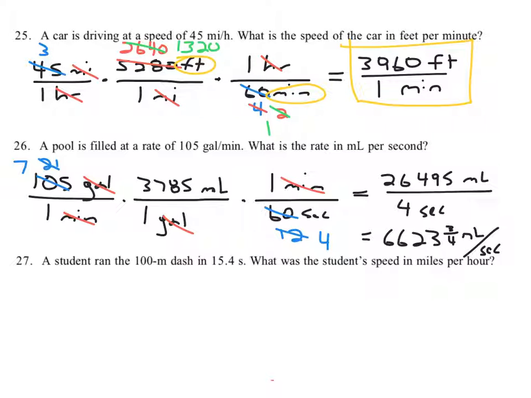A student ran a 100-meter dash in 15.4 seconds. What's the student's speed in miles per hour? Okay, so what we need to do is first write down the 100 meters in 15.4 seconds. And we now need to convert. What is it in miles per hour?